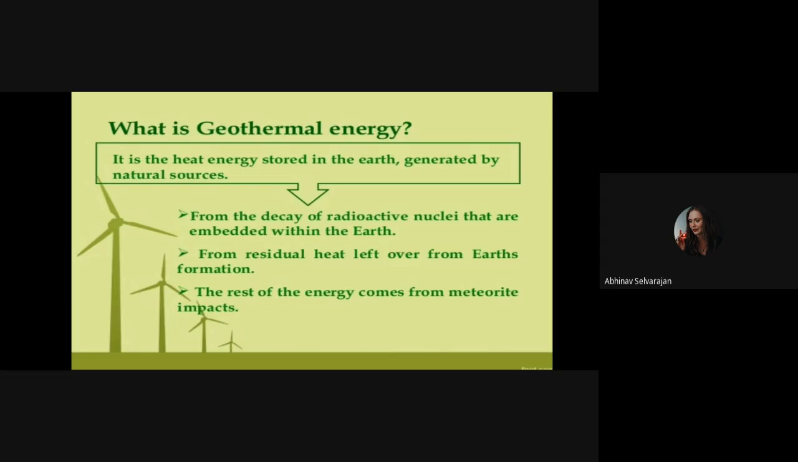What are the natural phenomena that help to create geothermal energy? Arpit? What are the natural phenomena which help to get geothermal energy? Natural volcanic eruption. Yeah, very good. Volcanoes, then?